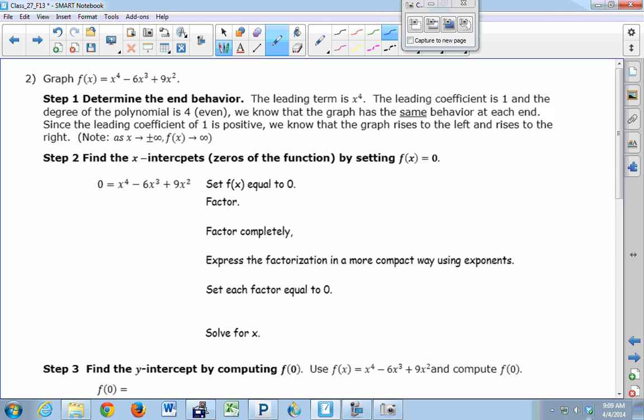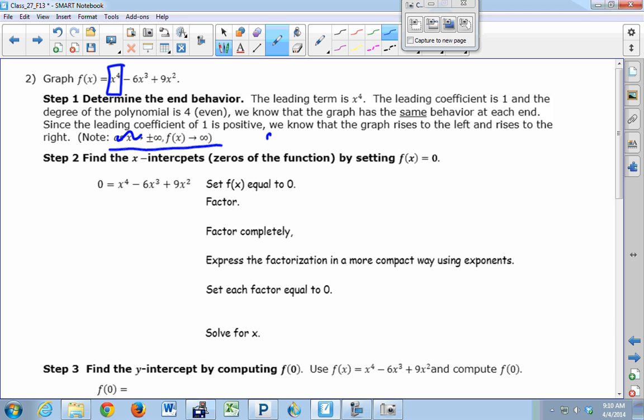So here's your function. The first step is to think about the end behavior. The leading term here is x to the 4th. The leading coefficient is 1, and the degree of the polynomial is 4, which means it's an even polynomial. So we know that the graph has the same behavior at each end. And since the leading coefficient is positive, we know that the graph rises to the left and rises to the right. And this is the notation we used the other day.